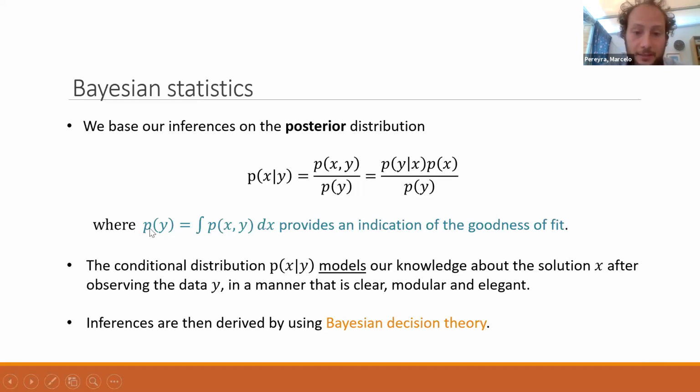And we'll see that this term here that normalizes the posterior is very useful because it provides an indication of the goodness of fit of the model. And this is something that I'll explain in a minute, why it is important and how you might want to use it. Now, this conditional distribution X given Y, the posterior, models our knowledge about the solutions given the data. And I have stressed in the slides the term models because none of these probability distributions are true.